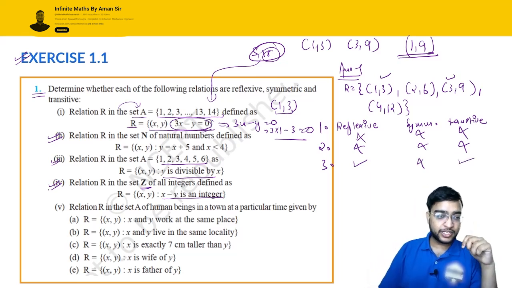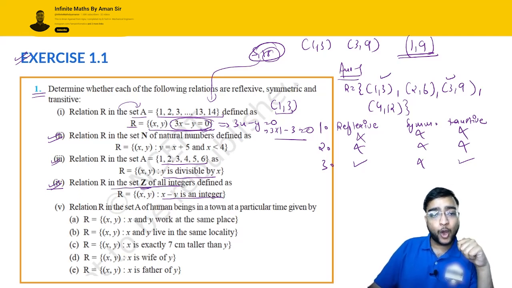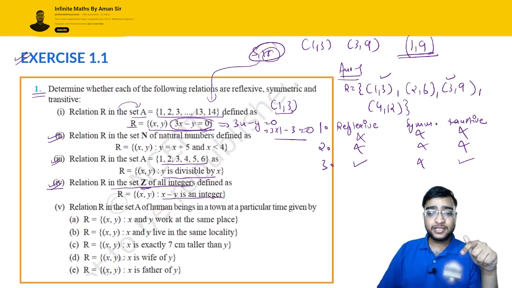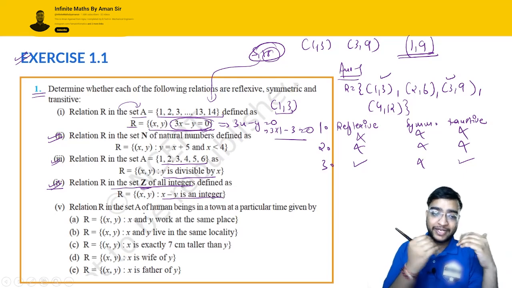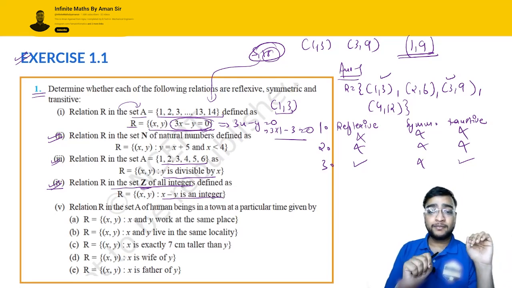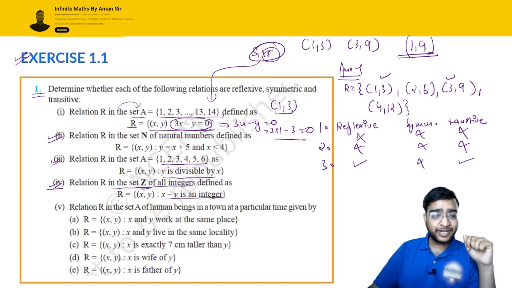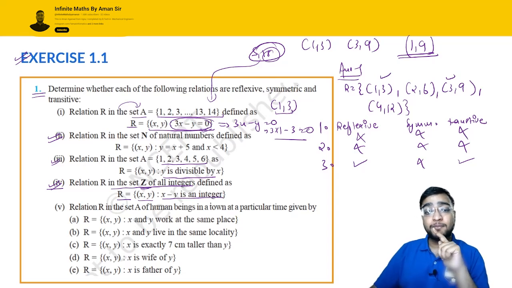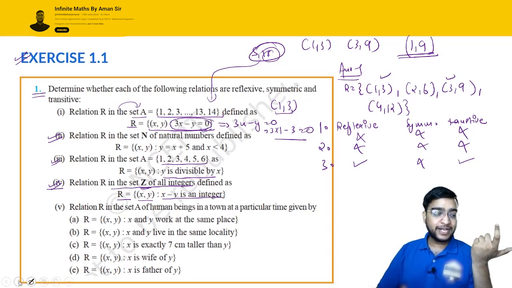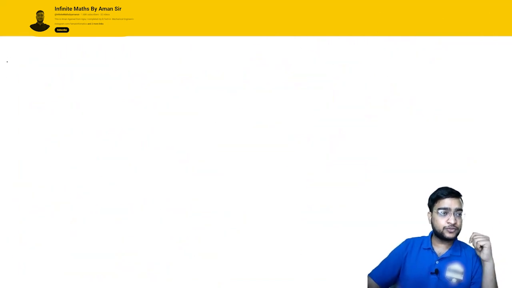Let's take the fourth question here. In the fourth question, the relation is defined on the set of all integers. So what can I say about all integers? All the negative integers are here, 0 must be included there, and all the positive integers are also there. What is the relation defined in this question? x comma y relation is defined with x minus y being an integer here.